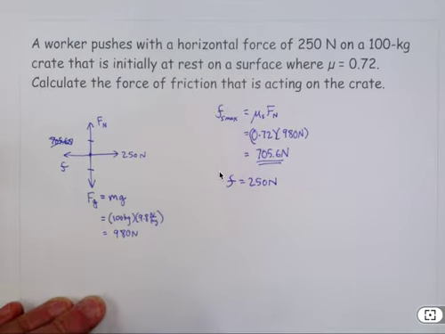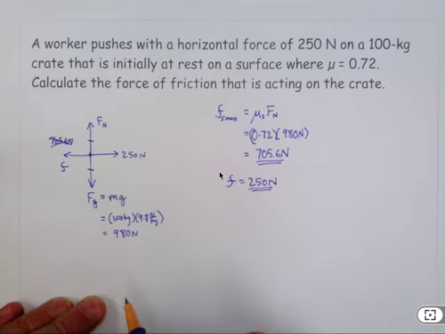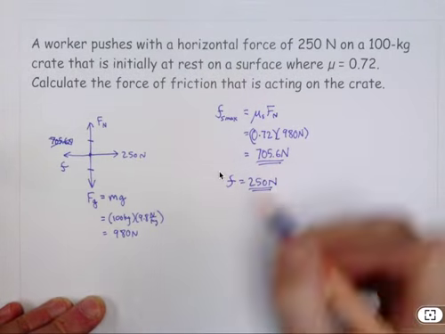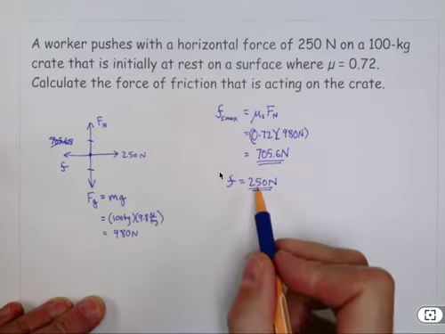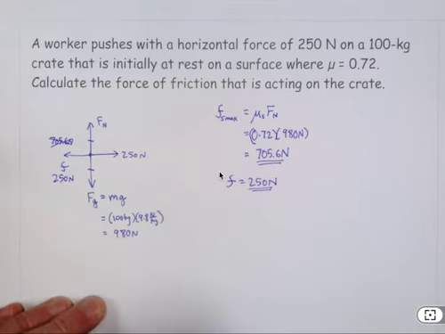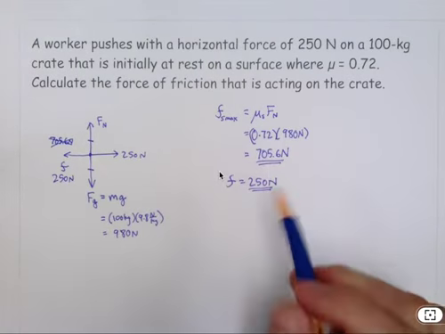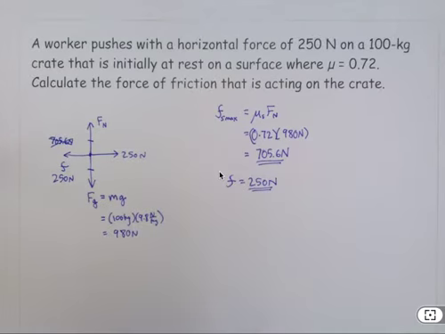And so as long as the force necessary to keep things balanced is less than the maximum that it can handle, then this is the force of friction. The correct answer here is that the force of friction is 250 newtons because that's the amount of force required to keep things balanced. And it's less than the maximum that static friction can handle, which means that static friction can handle it.